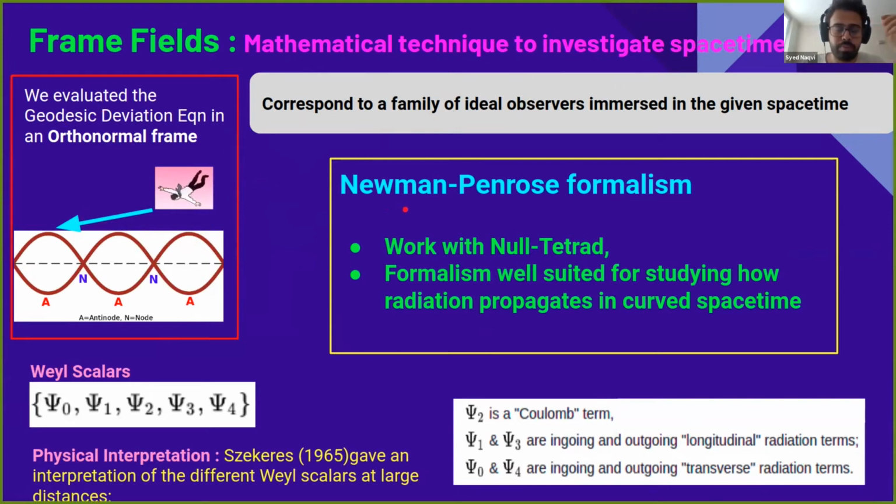So in this, we performed a Newman-Penrose analysis of our spacetime. You generally work with a null tetrad, and this formalism is well suited for studying how radiation propagates in curved spacetime.